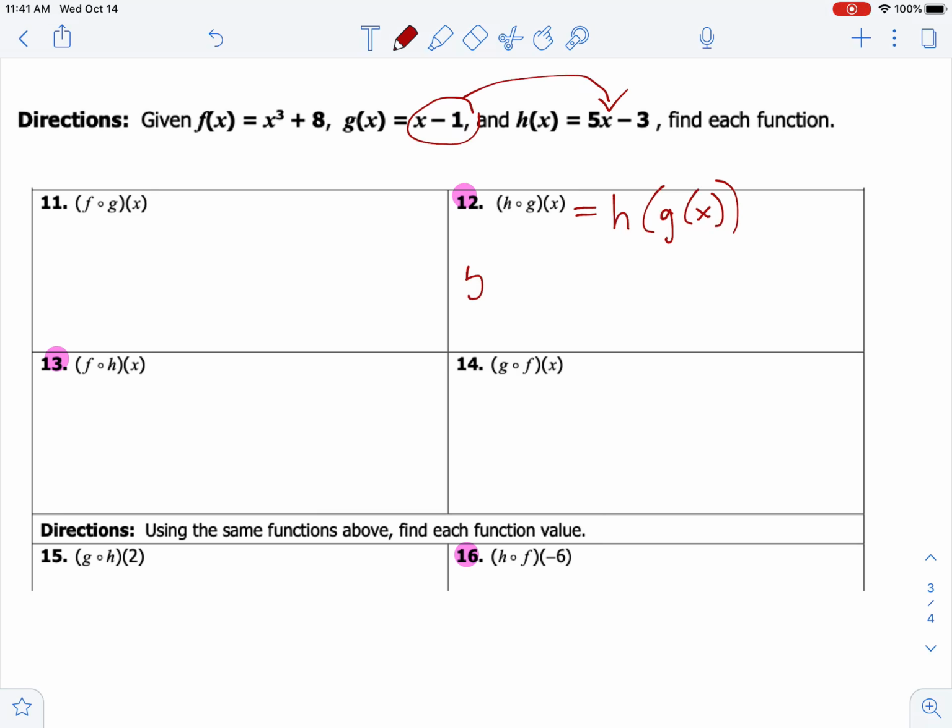So at the beginning, I would have the 5 in the H function, and I would have X minus 1 replacing this X. So I'm not writing that X anymore. I'm replacing it with X minus 1 and then minus 3. And I'm going to distribute, and I'm going to get 5X minus 5 minus 3. So 5X minus 8 is my final answer.